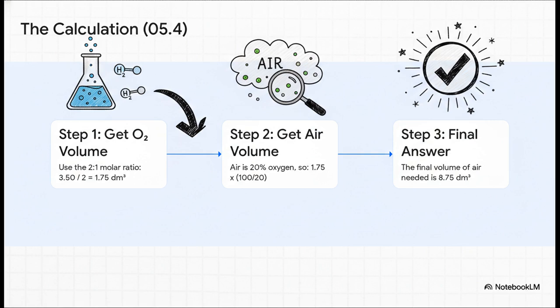Step 2. You scale that up to find the volume of air. We know air is about 20% oxygen, so we just multiply by 5. Which brings us to Step 3, our final answer, 8.75 decimeter cubed.